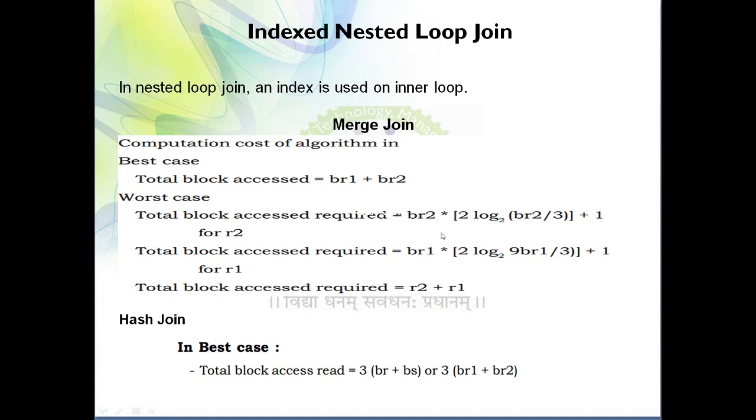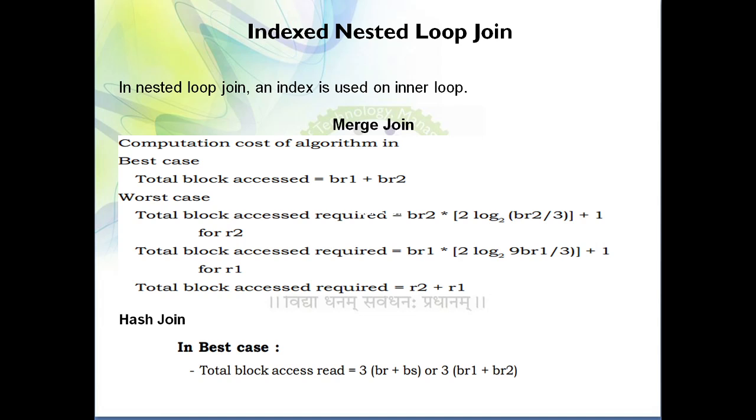So this is for relation R2, and the same kind of formula is for relation R1. In this case you need to remember to consider log base 2. This is important. Here the bracket is an opening bracket. So you need to use this formula to calculate the total block accesses required for R2, then the total block accesses required by R1, then whatever values you get you need to add, so that you will get the total number of block accesses in the worst case. In this way you can calculate the total block accesses required for merge join.